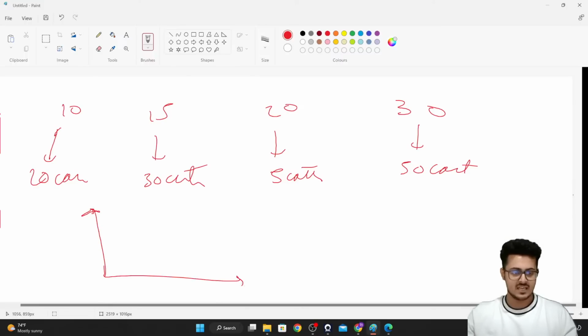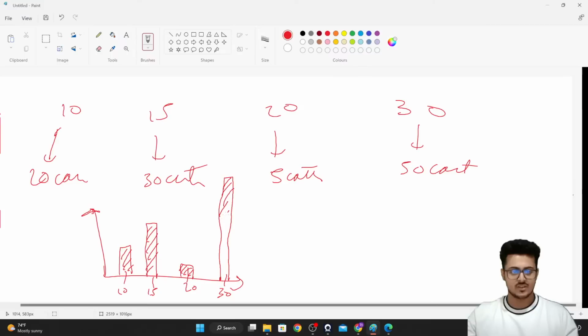You are having these bars and you're having this 10, 15, 20, 30 right over here. For 10, you are having some 20. For 15, you are having some 30 counts. For 20, you are having just 5 counts or something like this, a small one. And for 30, you are having some 50 counts, so you are going way above the rest. And this is the bar chart that you are able to obtain.